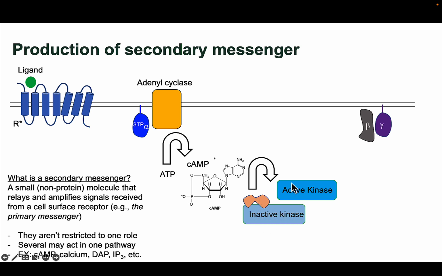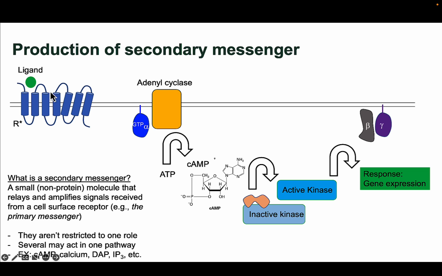I'm not going to give you the name of the kinase, but cyclic AMP then activates that kinase. What kinases do is add phosphates to other substrates. Once this kinase is active, it's going to be able to move into the nucleus. A nuclear localization signal was exposed. It's going to go into the nucleus and phosphorylate transcription factors. And then those transcription factors, once they're phosphorylated, can turn on different gene expression.